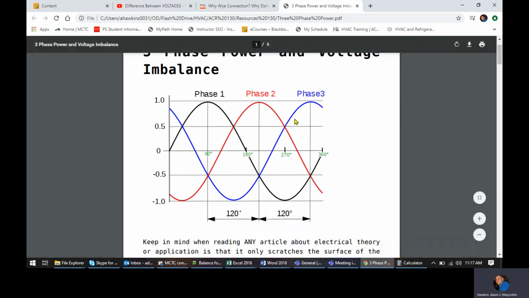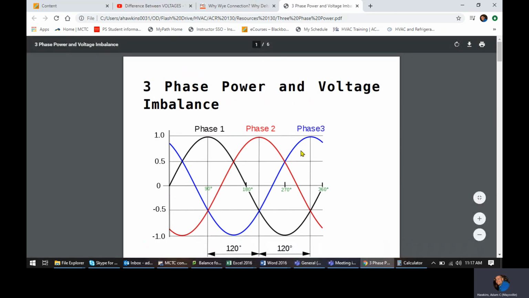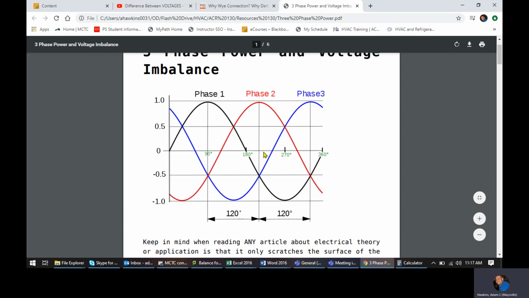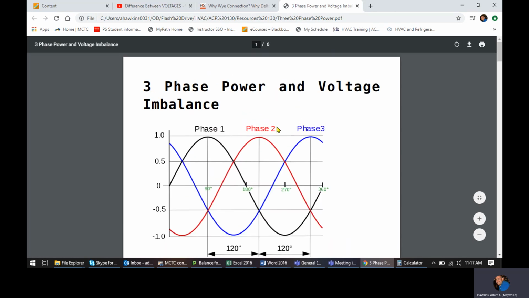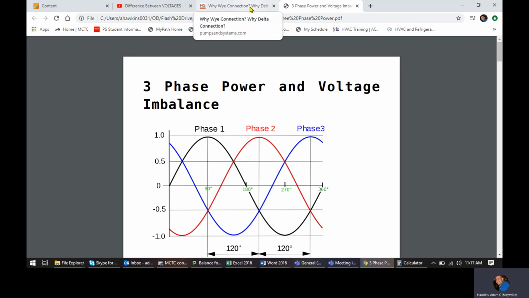So single phase has no natural phase shift in it. Or sorry, I was looking at something else. Three phase power has a natural 120-degree phase shift in it already. So I'm going to pull up this.